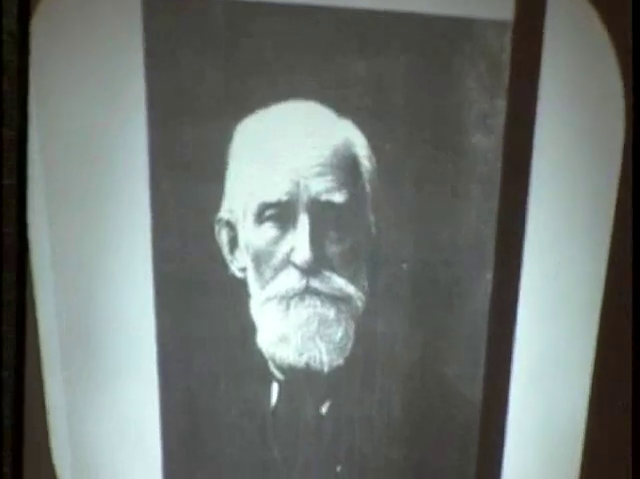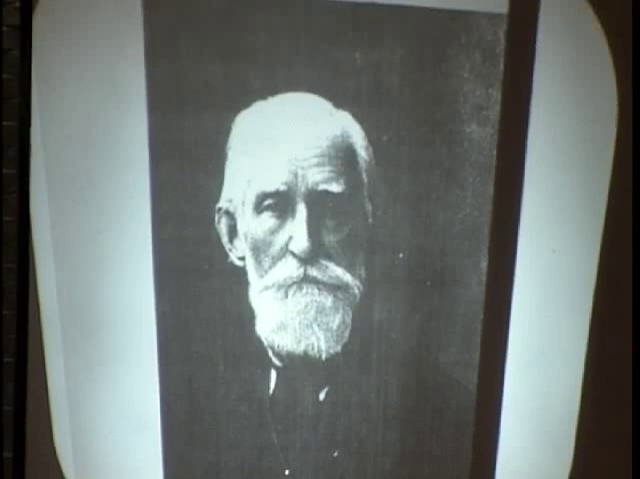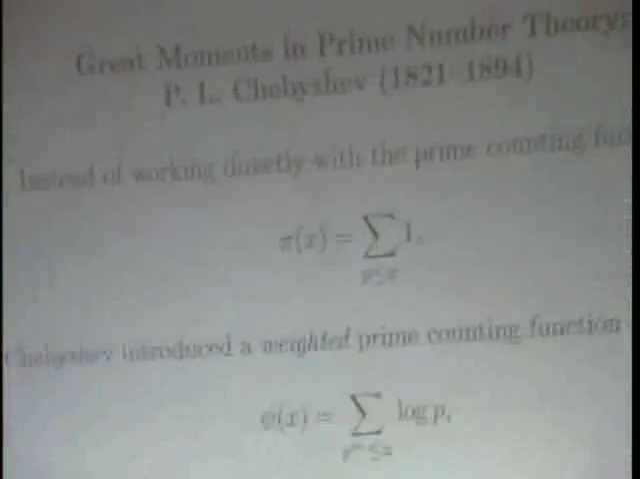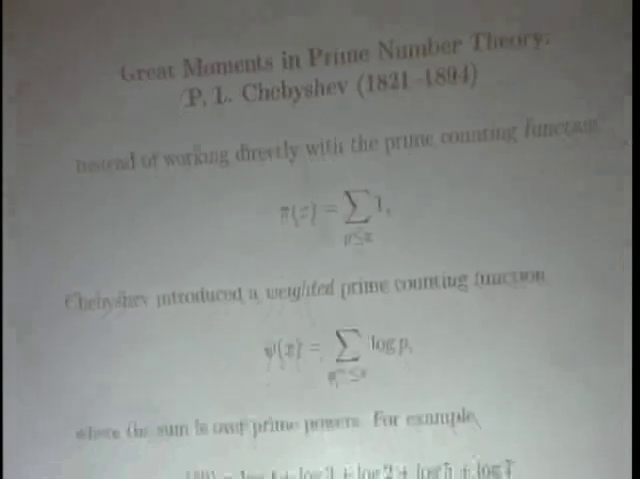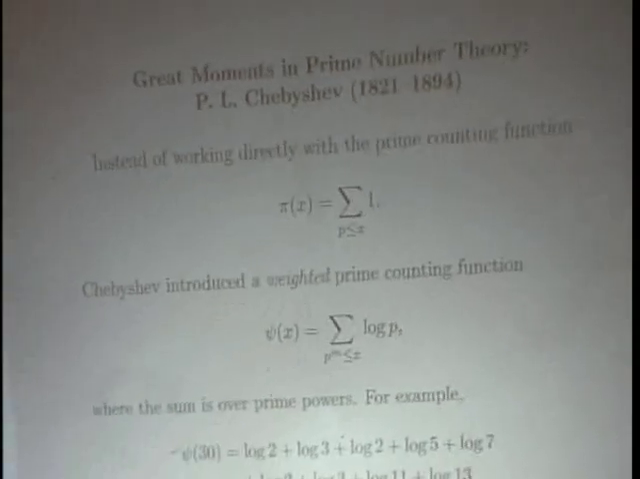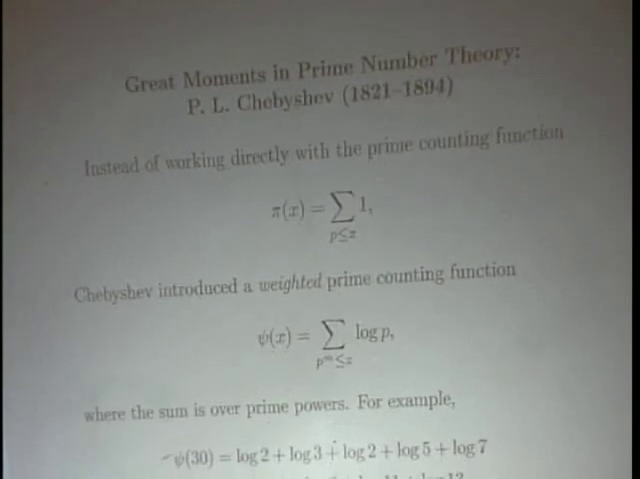Now, Chebyshev introduced another good idea. Instead of counting the number of primes up to x, instead of working with pi of x, Chebyshev introduced a weighted prime counting function, which he called psi of x. Roughly speaking, instead of counting 1 each time you come to a prime, you count the logarithm of the prime. There's another little wrinkle, too. If you come to a prime power, a prime cubed, you count the logarithm of the prime. You throw away the cube, so to speak.